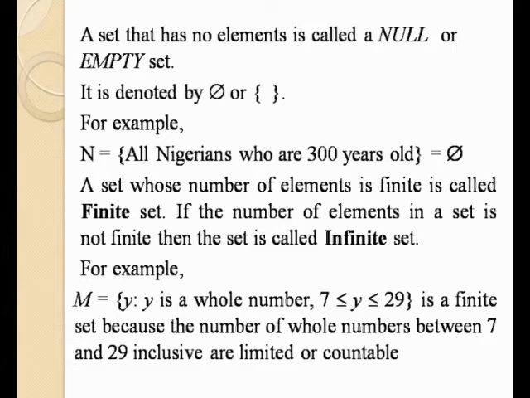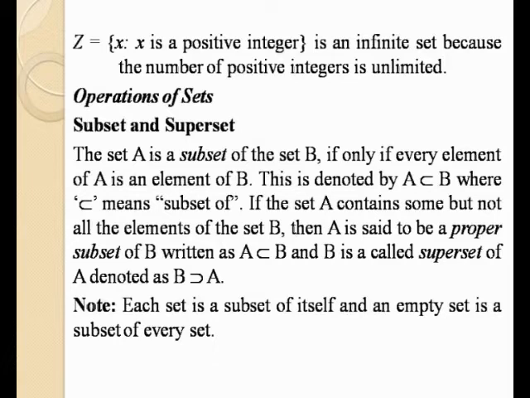But if it doesn't end with 29, then we say it is infinite, just as we can see in example number B, which is Z is equal to x, such that x is a positive integer. When we say positive integer, we can start counting from 1 and keep counting even up to million, to billion, to trillion, and then you keep counting. It's an infinite set because the number of positive integers is unlimited. You can just keep counting till tomorrow, even till you leave this planet Earth.